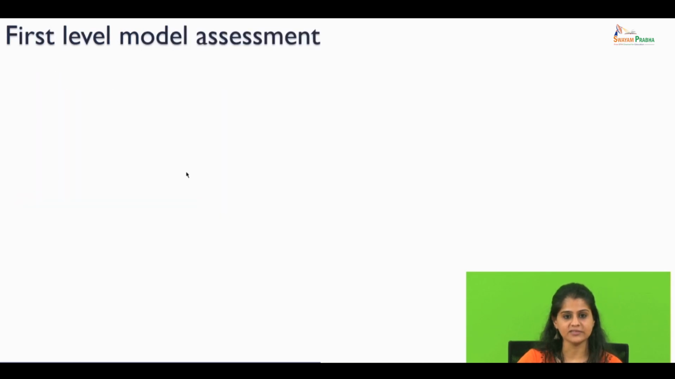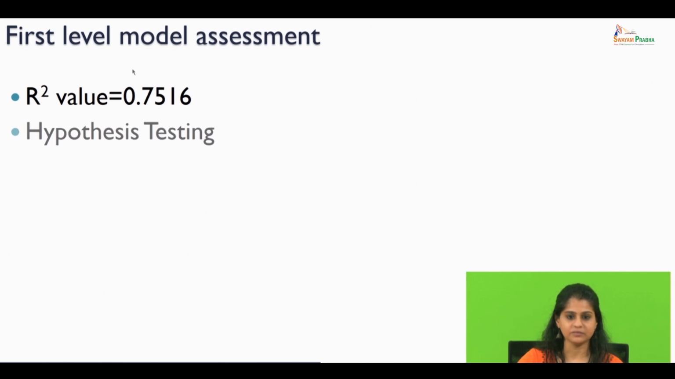So let's look at the first level of model assessment. The first level of model assessment is done using the R squared value. If you go back and see, the R squared value for our model is 0.7516. This is pretty close to 1, though not very close, but it's still closer to 1. So we can say that yes, the model we've developed is reasonably good, but not really good. It also tells us about the assumption that we made initially, that there is a linear relationship between x and y. We are also going to look at hypothesis testing.